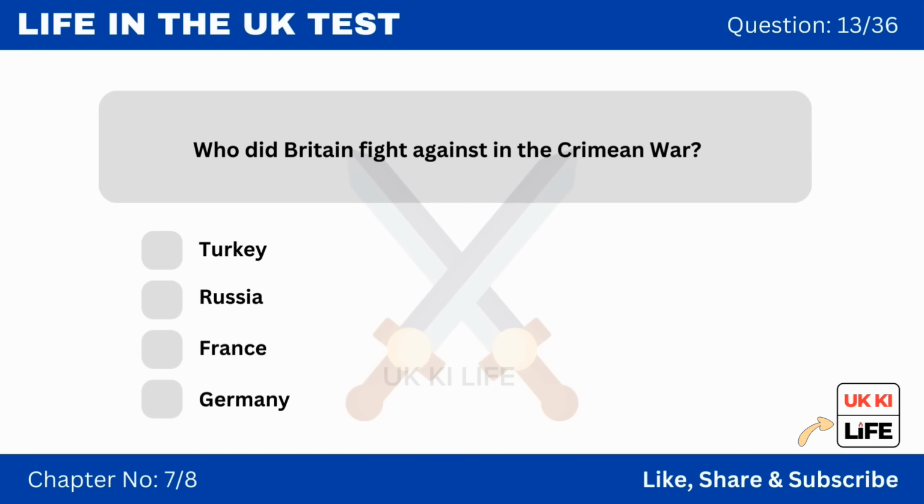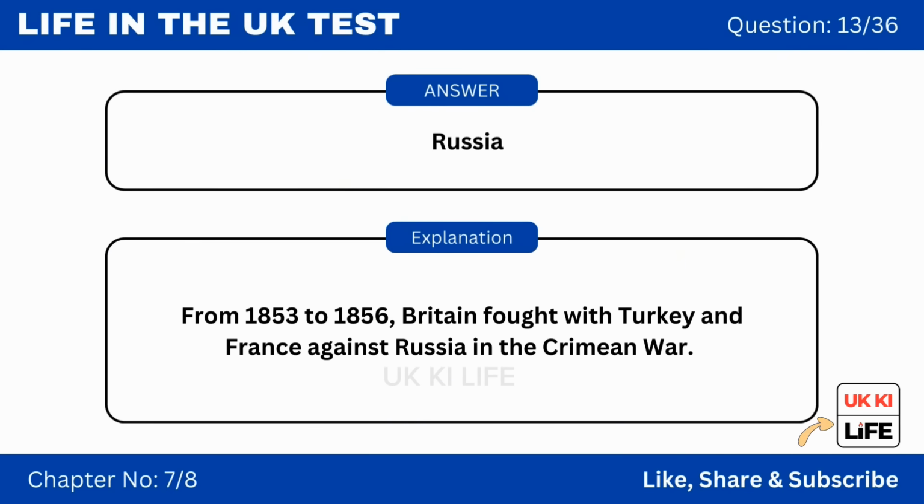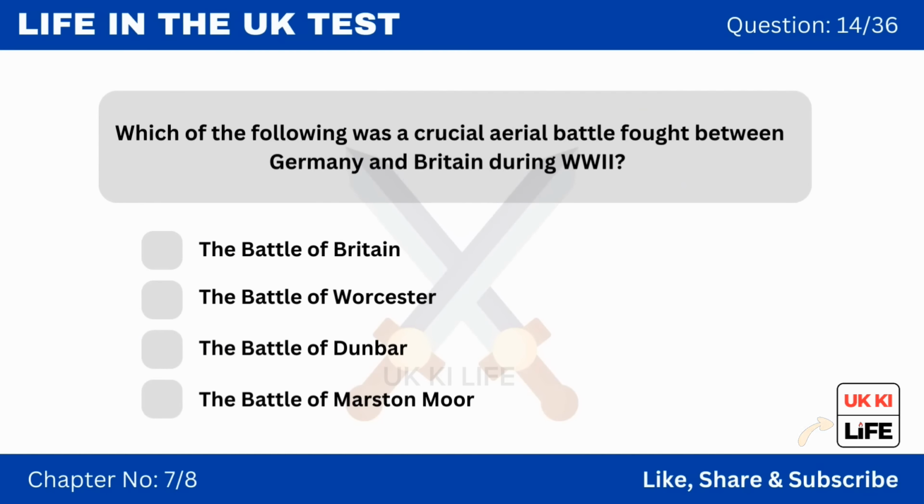The correct option is B. Explanation. From 1853 to 1856, Britain fought with Turkey and France against Russia in the Crimean War. Question 14. Which of the following was a crucial aerial battle fought between Germany and Britain during World War II? The Battle of Britain, the Battle of Worcester, the Battle of Dunbar, the Battle of Marston Moor.